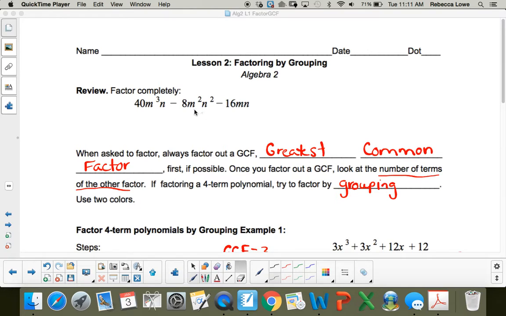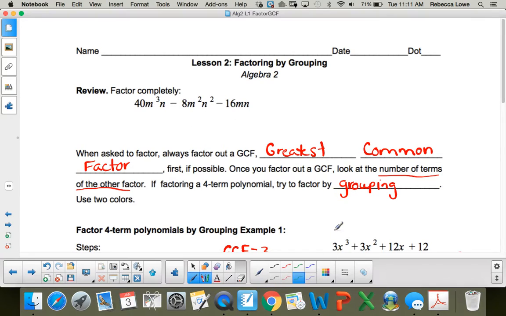The first thing you always do when you factor is you factor out the greatest common factor. So I'm going to look at the three terms and I figure out the largest number that divides into them, and that is 8. And the number of variables that they share: one m and one n. So the greatest common factor is 8mn. I'm going to divide each one of those terms by 8mn, and I'm going to write what's left over in the parentheses. So 40 divided by 8 is 5, m squared minus mn minus 2.